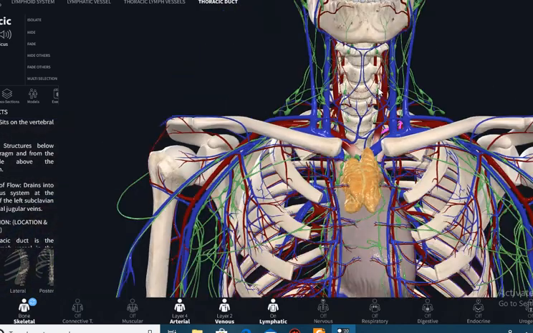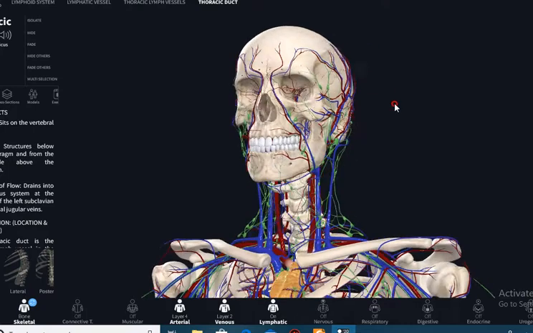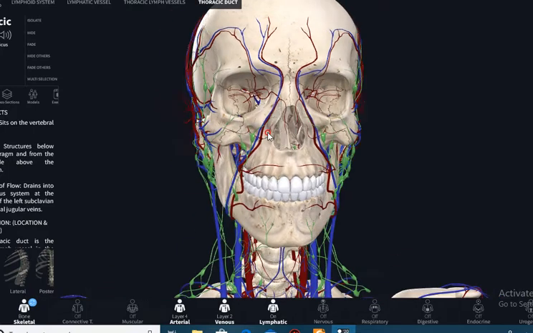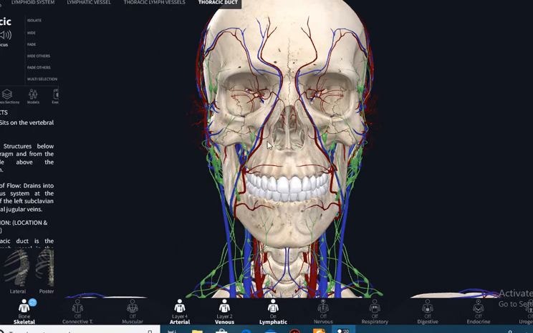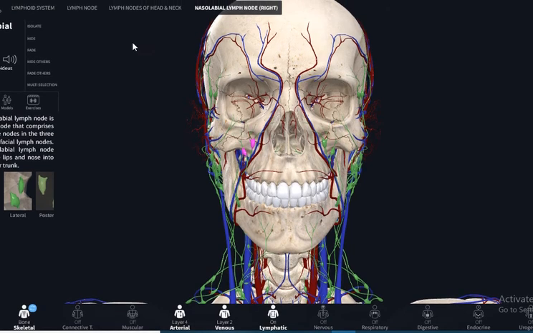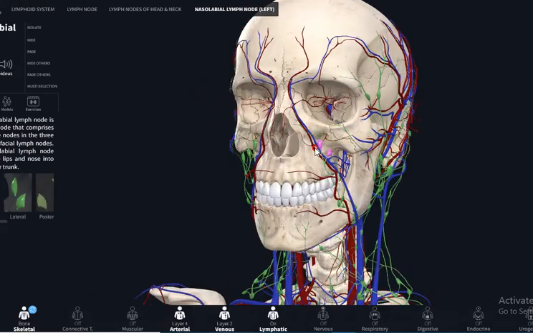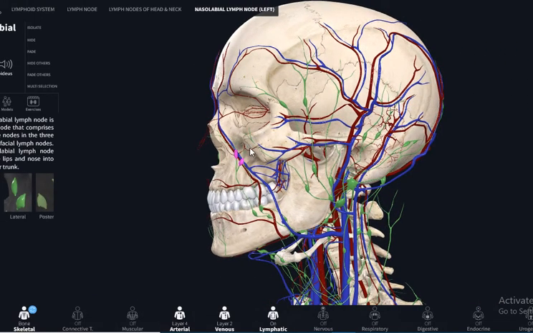Now let's come to the different lymph nodes which are found in the head and neck. Anteriorly we have these lymph nodes. When you want to study the lymphatics, you must study the lymph nodes. These lymph nodes here are called the nasolabial lymph nodes. They are two, and they are going to drain all these regions which are close to the nasal part of the skull.